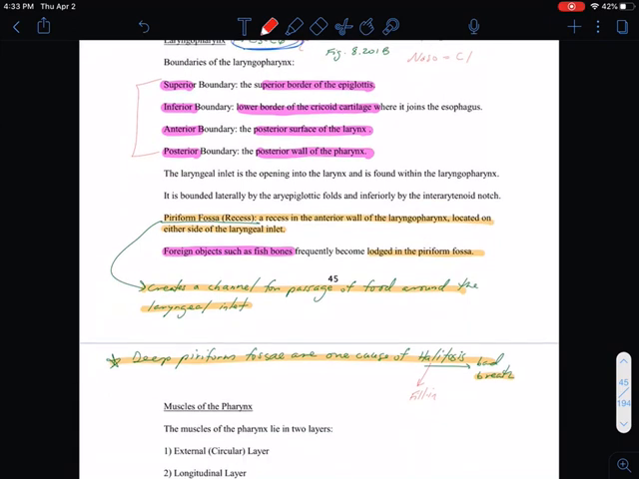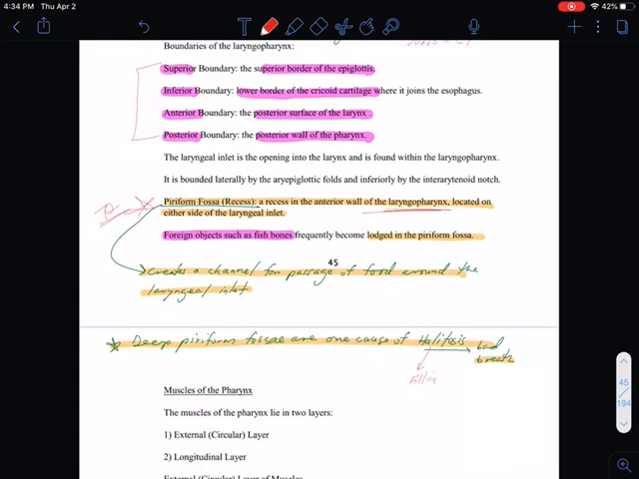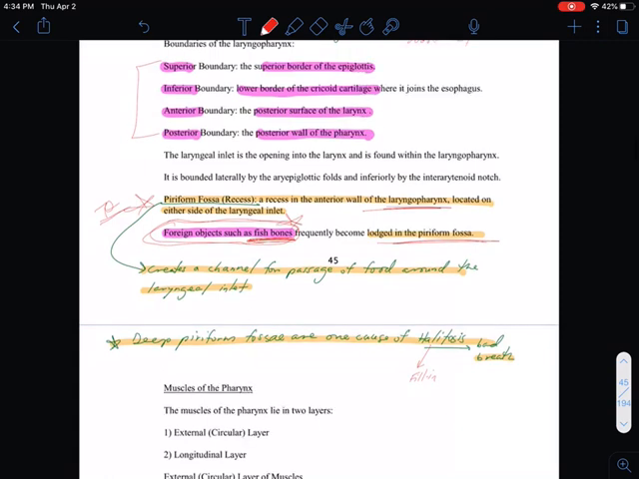Next, piriform fossa. This one's an interesting one to ask a question on. It's a recess in the anterior wall of the laryngopharynx, piriform fossa, laryngopharynx. It's located on either side of the laryngeal inlet, and foreign objects, like fish bones specifically, can become lodged there. Know that term, fish bones. I don't know why that is the example, but it is.